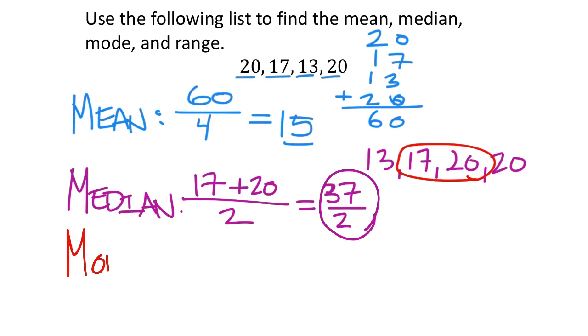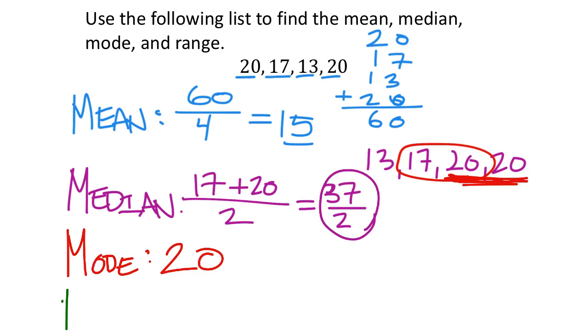Next up, we want the mode, and the mode is the number that appears the most. And I can see I've got two 20s, which is more than any other value listed. Now, if all four of these were different values, I would say there is no mode, but since I have the 20 that repeats, 20 is the mode.